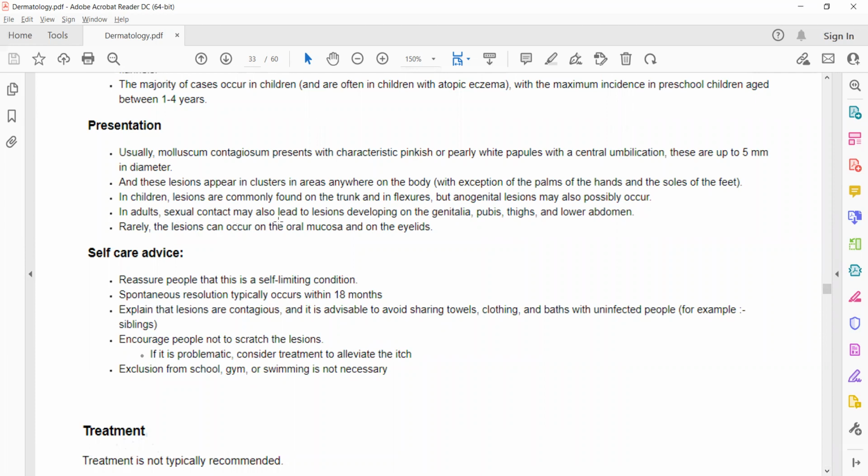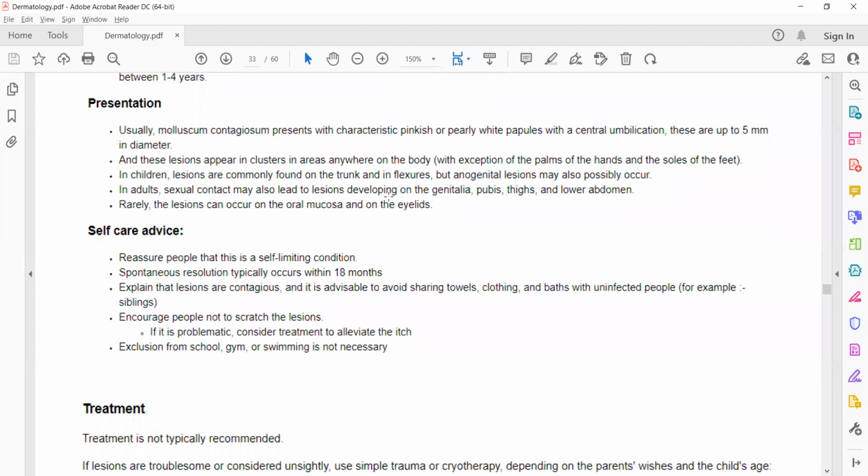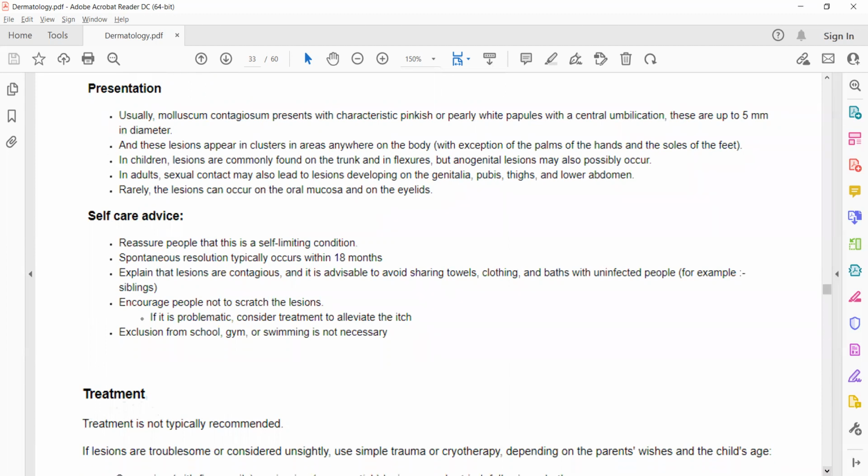Remember that in adults, sexual contact may also lead to lesions developing on the genitalia, pubis, thighs, and lower abdomen as well. So in children, the common sites are anywhere on the body, especially on the trunk and on flexors, while in adults who have sexual contact, they can develop the lesions on lower limb, genitalia, pubis, and thighs, etc.